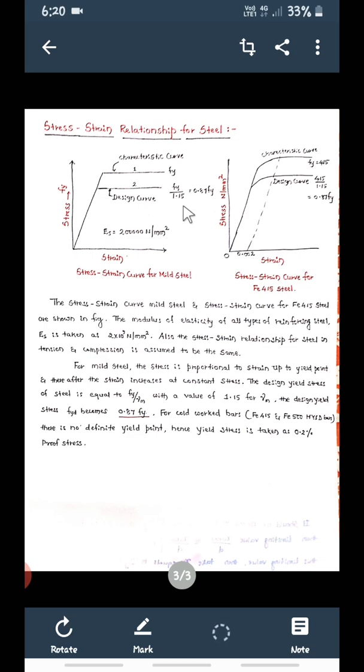Okay, partial safety factor. For steel it is how much? For concrete it is 1.5, but for steel it is 1.15. So Fy divided by 1.15, we are going to get 0.87 Fy. Okay, 1 divided by 1.15 is 0.87 Fy. What is this 0.87 Fy? At the time of failure, the stress in steel will be 0.87 Fy.